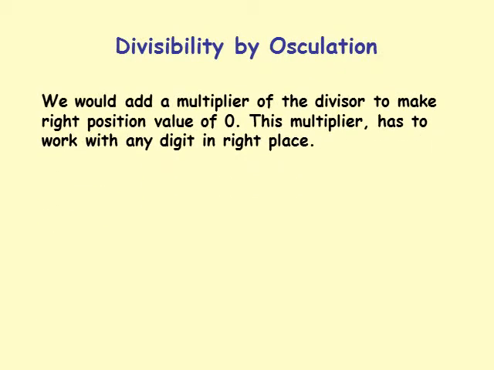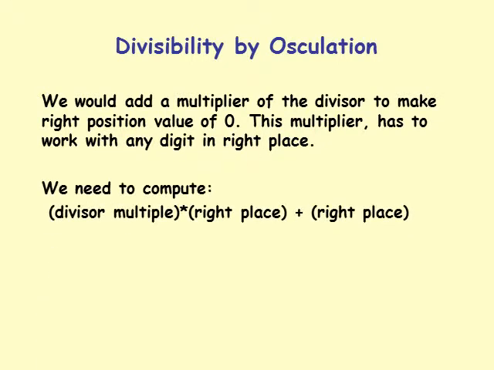We would be adding a multiple of the divisor to make the right place value 0. This multiplier has to work with any digit in the right place. Let's see what we are trying to do here. We need to compute a divisor multiple times the right place value plus the right place value. The right place value is a common factor in these two expressions, one to the left of the plus sign and one to the right.